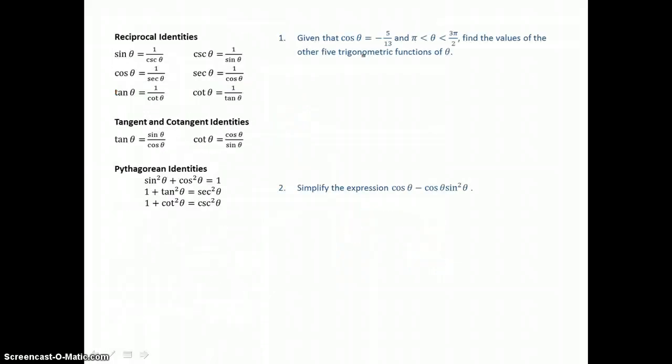Okay, in our first example, we're given that the cosine of theta is equal to negative 5/13 and theta is between pi and 3/2 pi. We want to find the values of the other 5 trigonometric functions of theta. So again, on the coordinate plane, we're talking about theta between pi and 3/2 pi. So the terminal side of theta is going to be in the third quadrant, and this is the theta that we're finding the trigonometric functions of.